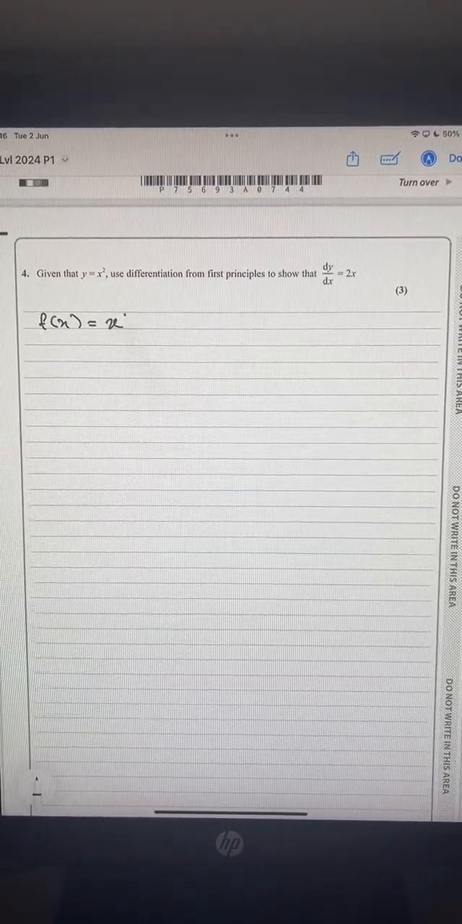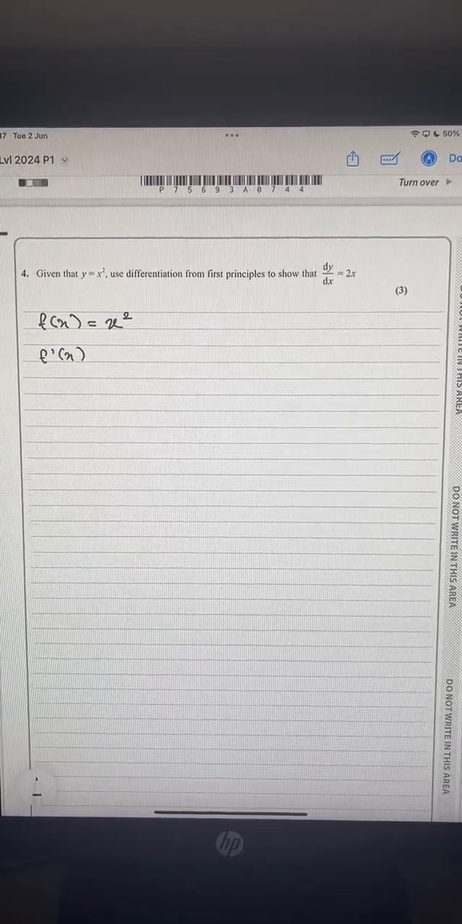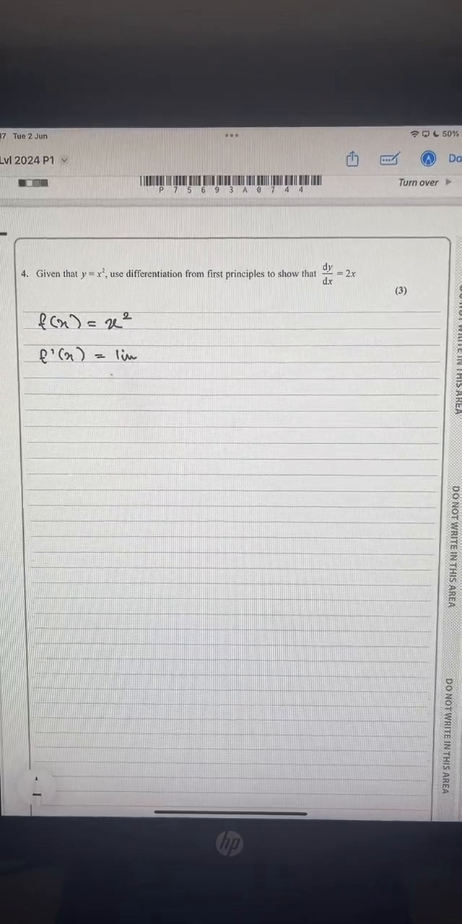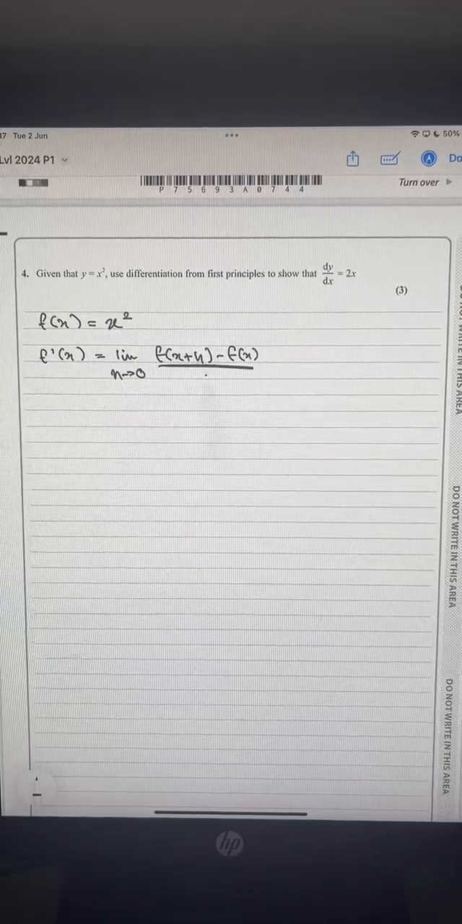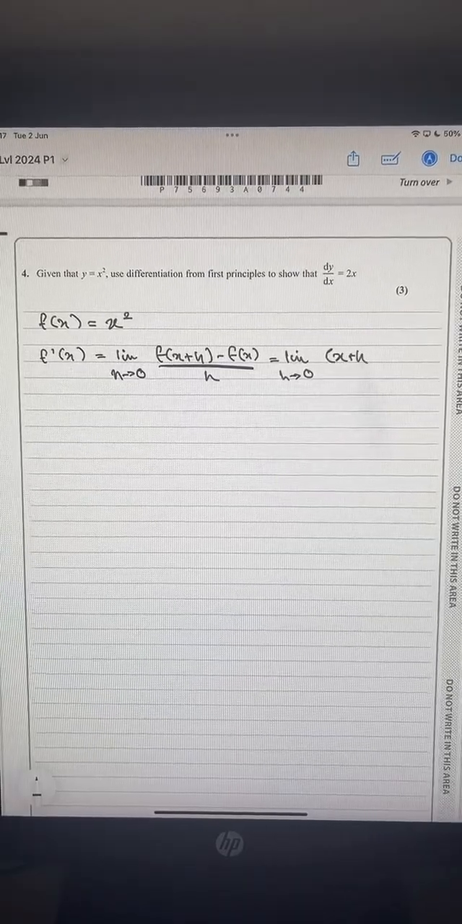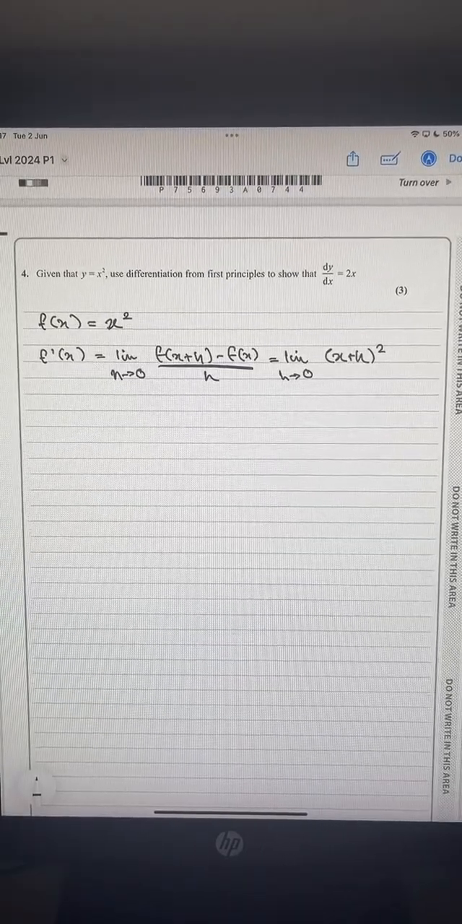So f of x is equal to x squared. So f dash of x, I like to state out the formula first, is the limit as h tends to 0 of f of x plus h minus f of x, divided by h. And now my f of x is equal to x squared, so wherever I have that, I will just replace it. So that's the limit as h tends to 0 of x plus h squared, because x is now x plus h, and I put that into that. So that whole thing is squared.